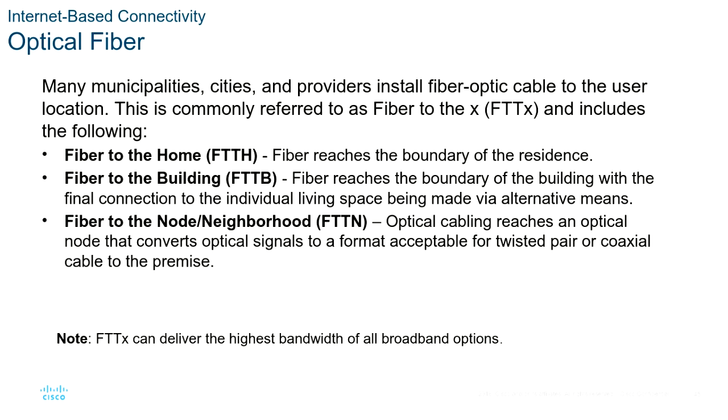They cut the copper. Fiber to the building, it comes to maybe your apartment building, and then copper cables will be run to each of the individual apartments in that apartment complex. Fiber to the node or neighborhood, it comes to a pedestal box somewhere within a few blocks of your home, and then twisted pair copper cable or coaxial cable goes to that.